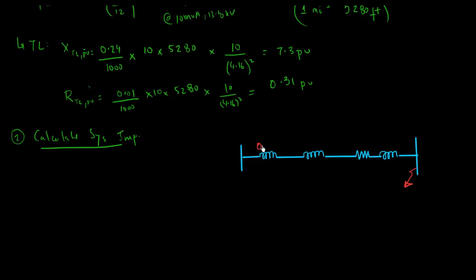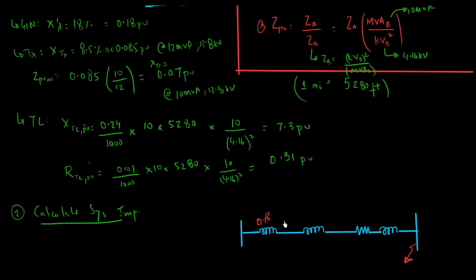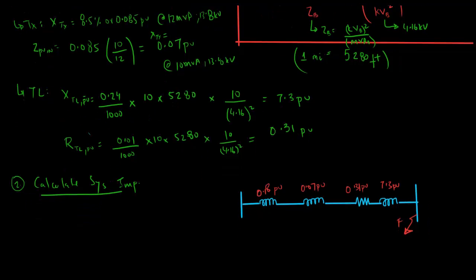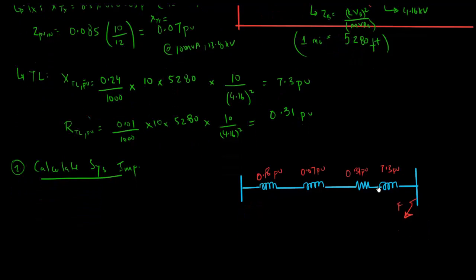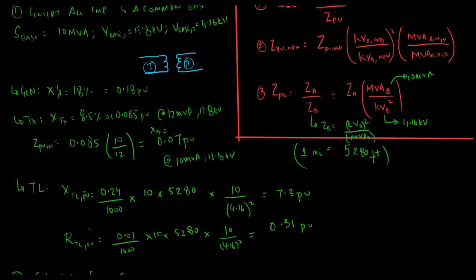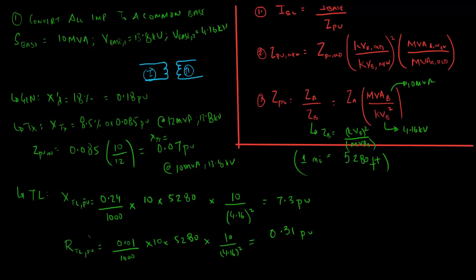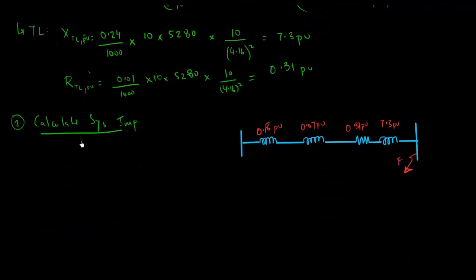So we found this to be 0.18, that was 18%, so that's 0.18 pu. This we found out to be 0.07 pu, this was 0.31 pu, and this is 7.3 pu. That's our fault. So what we do is we find out the system impedance all the way till the fault from the generator. Once we have that value, we will have the denominator here for our short circuit current.